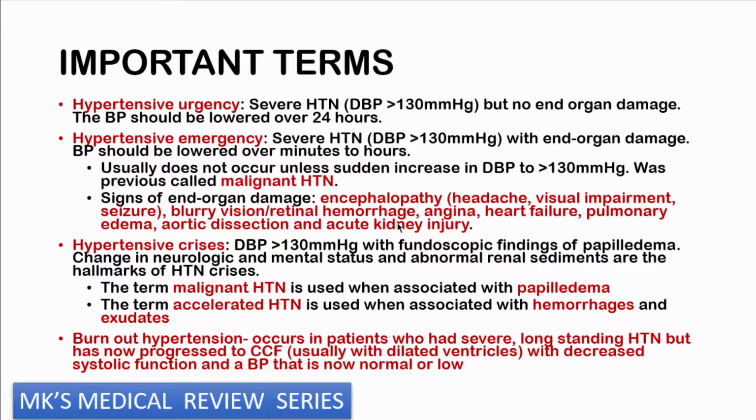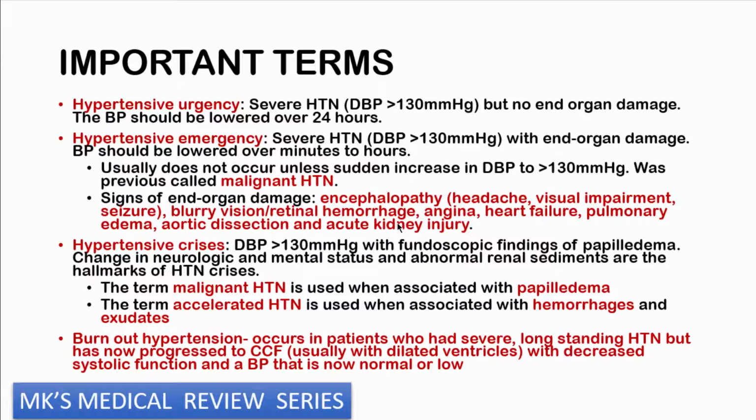Then some important terms that I want you to take note of, because these are very important, especially when it comes to the management of these emergencies. There is what is referred to as hypertensive urgency, hypertensive emergency, malignant hypertension, hypertensive crisis, accelerated hypertension, as well as burnout hypertension. So we'll begin to talk about hypertensive urgency. This is where someone has a very high blood pressure, their diastolic is greater than 130, but they do not have features of end organ damage.